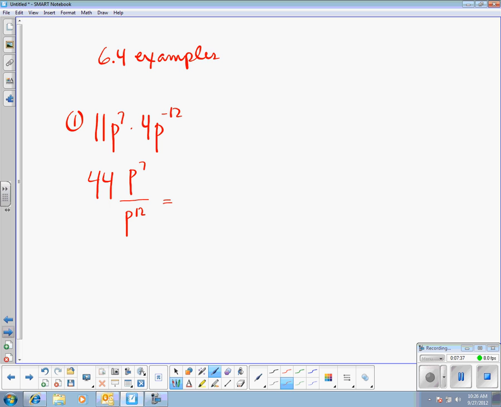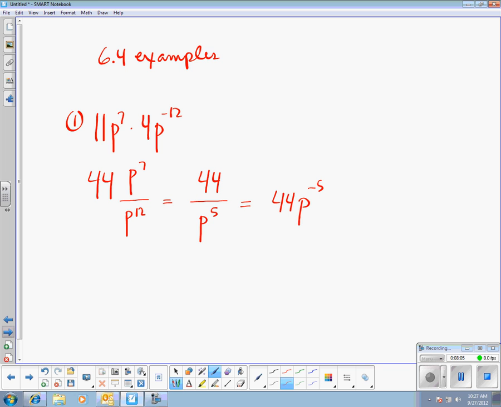So now I can subtract. The 44 is still just hanging around, and I basically cancel 7 p's from the top and 7 p's from the bottom. And I'm left with 5 p's on the bottom. Now it depends on the direction, and this set of problems in your book says don't leave any variables in the denominator in your answer. So if that's the case, I would want to write 44p to the negative 5.